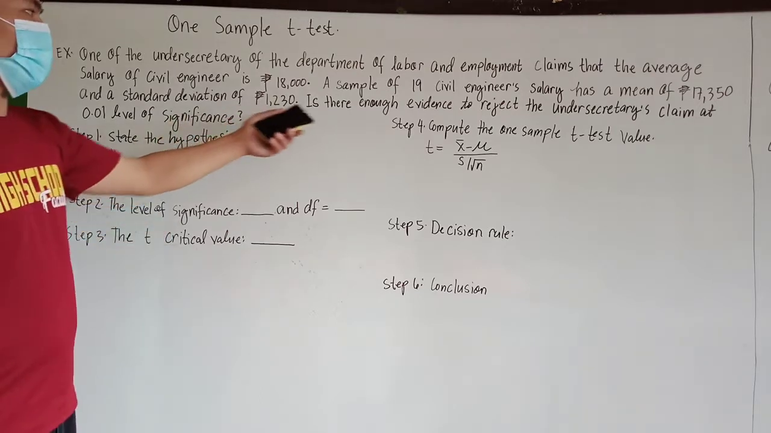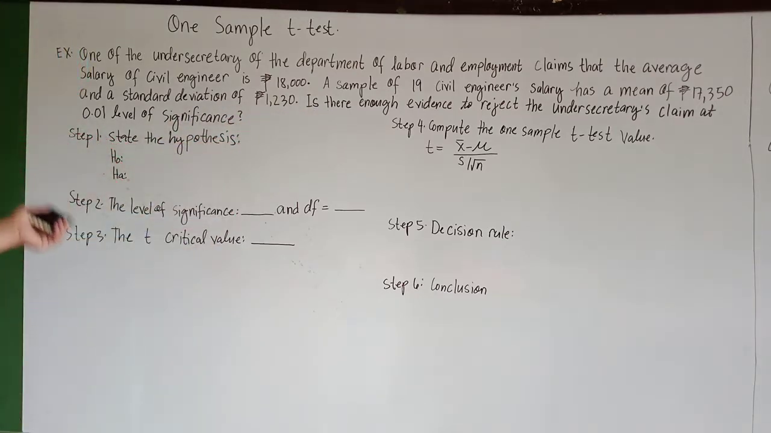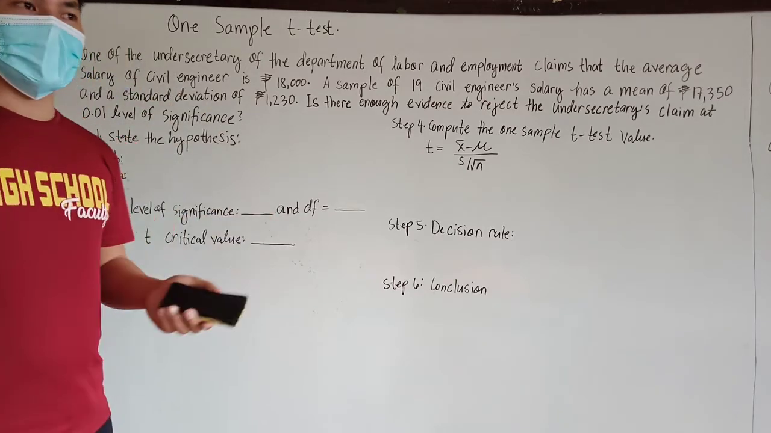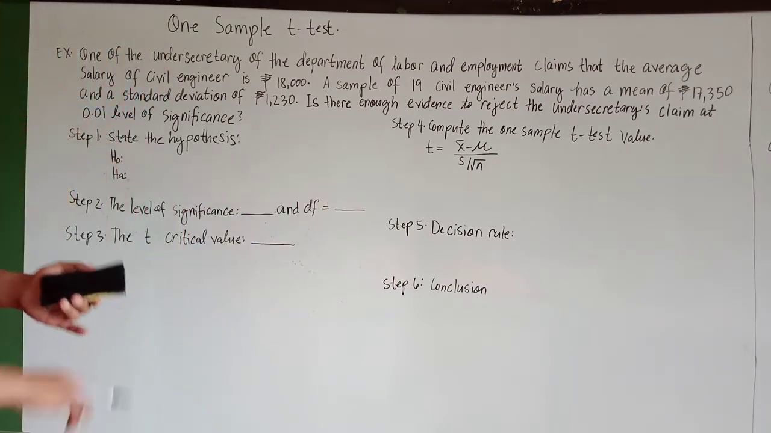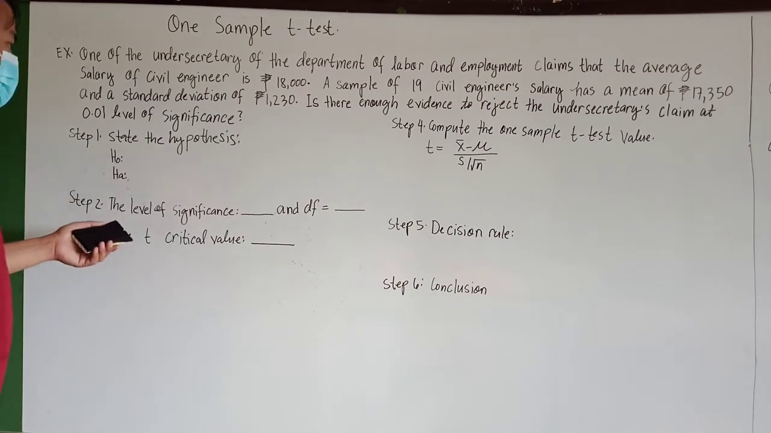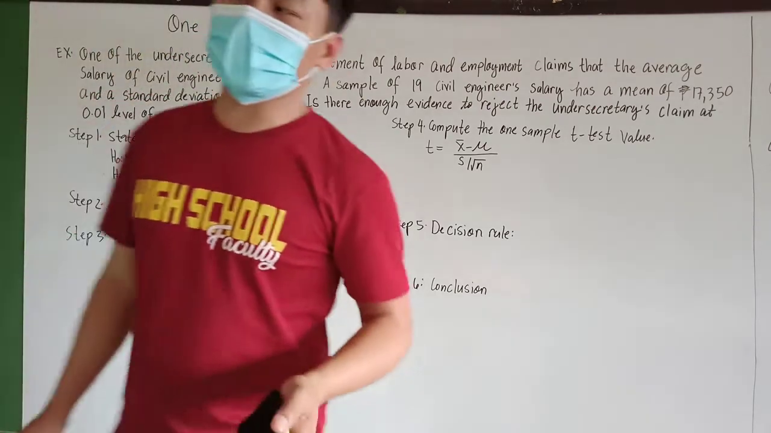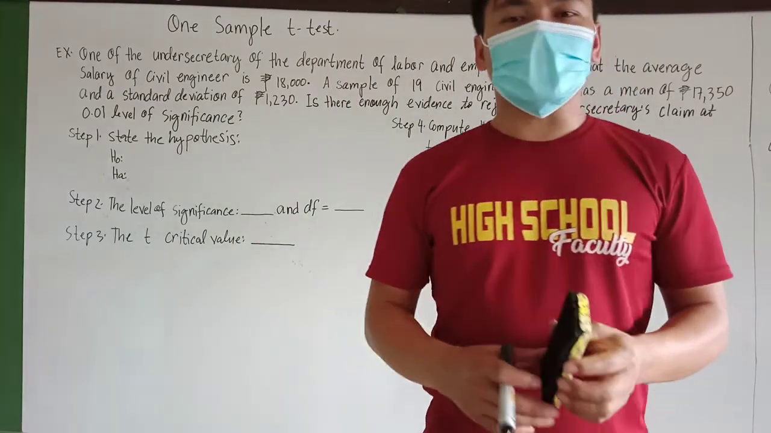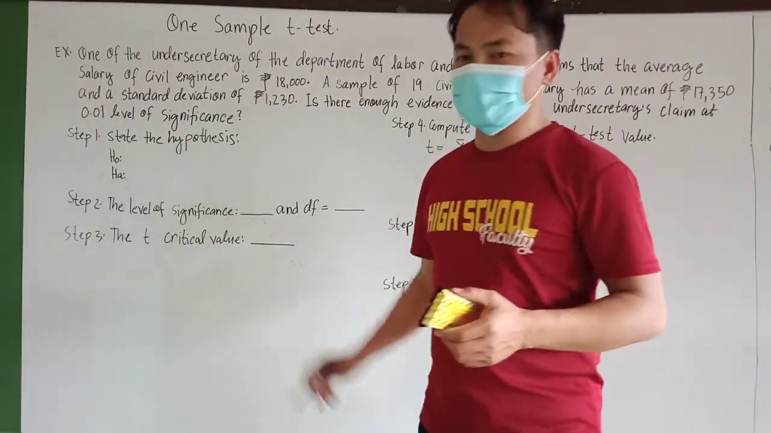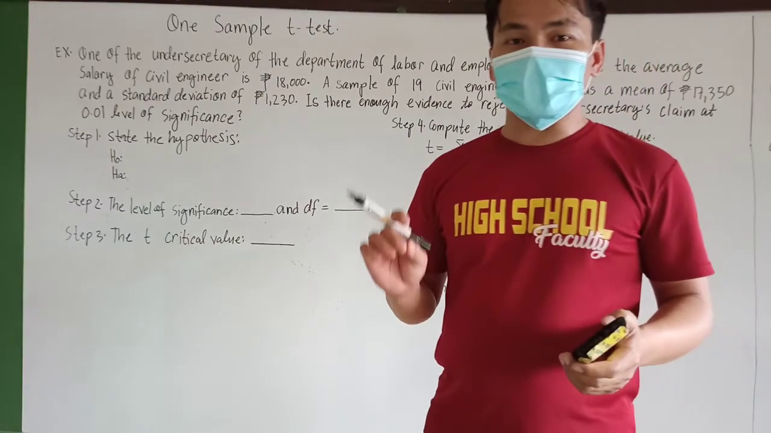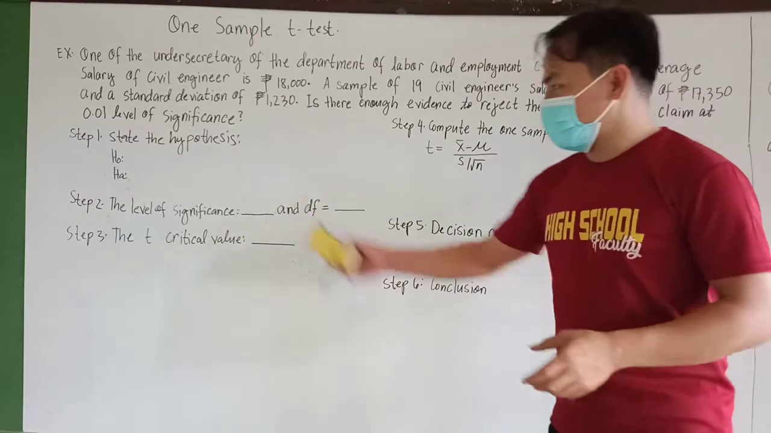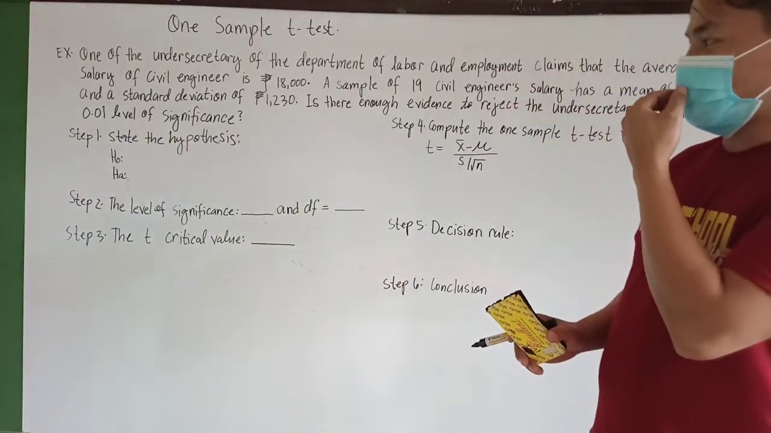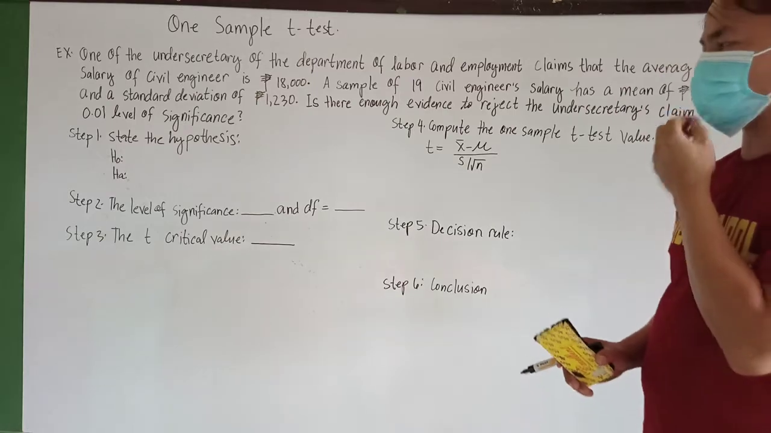So we can verify that by following the 6 steps. In the one sample t-test, there are 6 steps for us to prove the claim. Step 1, state the null hypothesis, the hypothesis to be tested. It is necessary for us to state the hypothesis because that will serve as our basis in the decision rule and in the conclusion, as well as in all the steps, starting from step 1 down to step number 6.